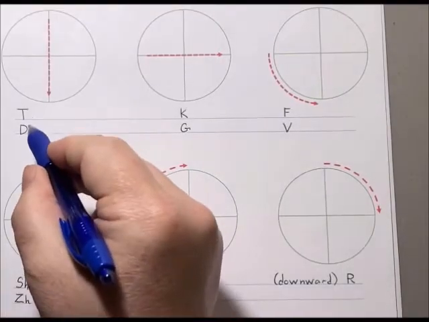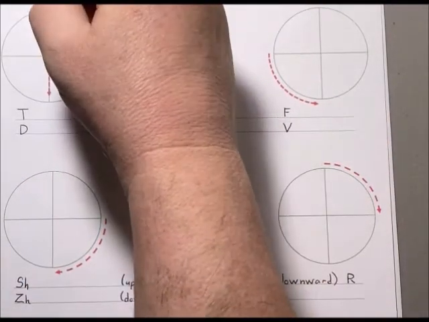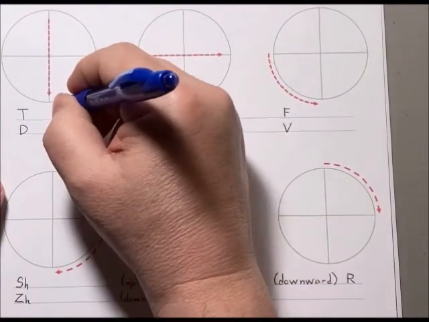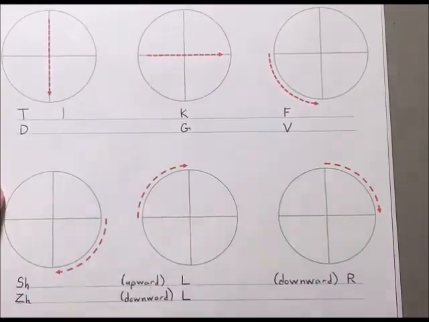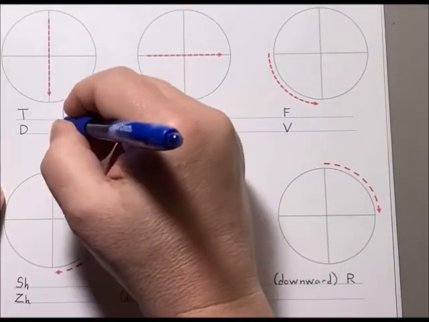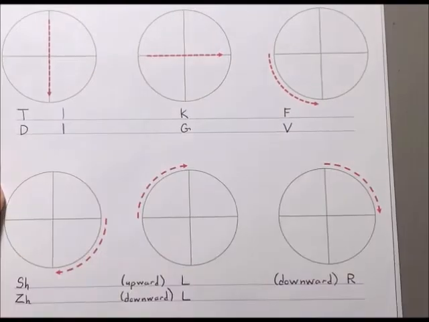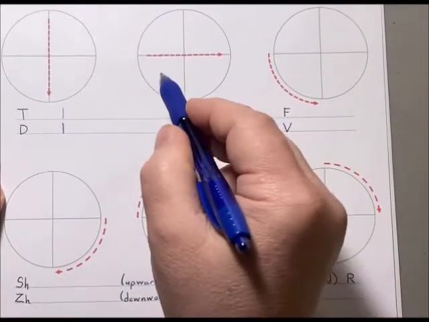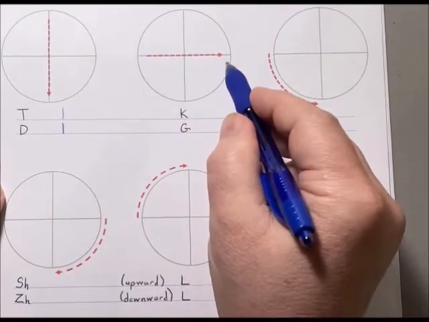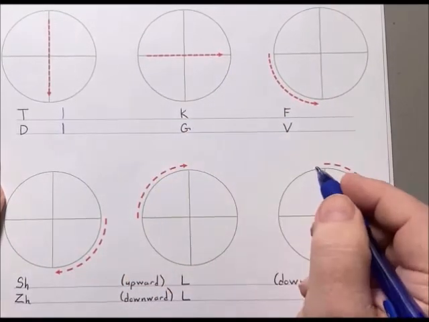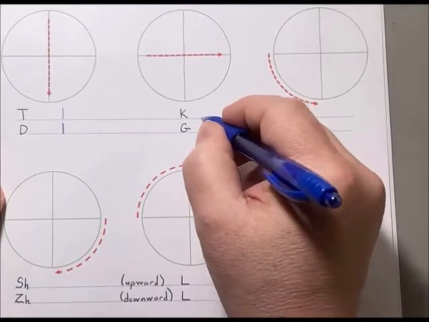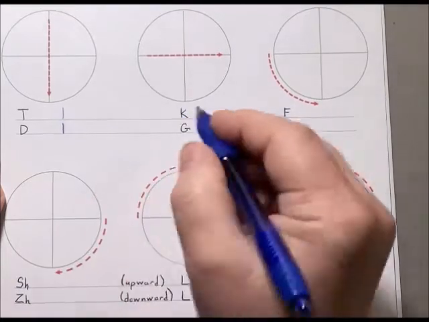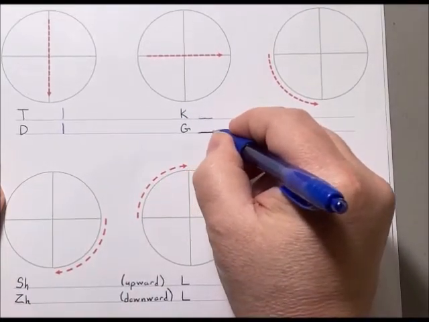The T and the D are represented by a vertical downstroke. So the T is a light downstroke, whereas the D is a heavy downstroke. The K and the G are represented by a horizontal stroke going from left to right. So the K is a light stroke, and then the G, the heavy stroke.